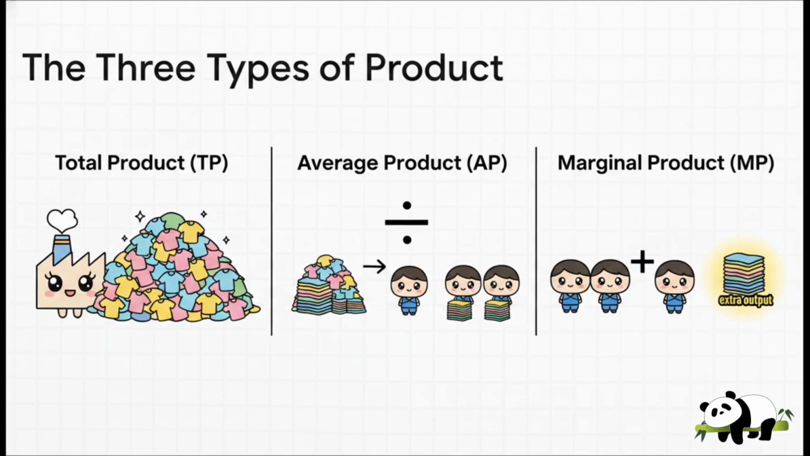Next is average product, AP. That's just the output per worker. You take the total and divide it by how many people are working. And finally, the most interesting one, marginal product, MP. This tells you how much extra output you get from hiring just one more person.